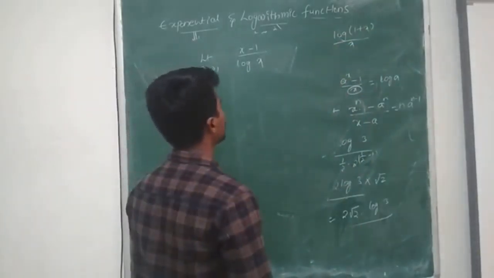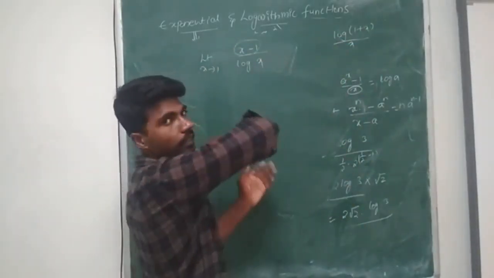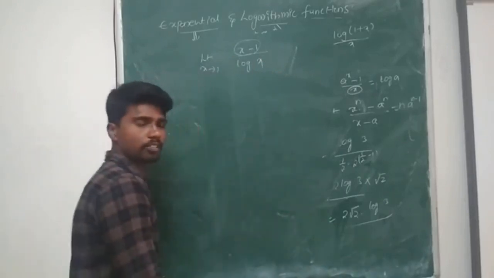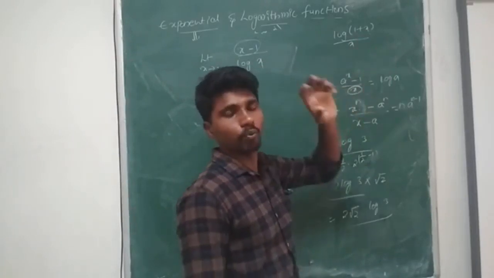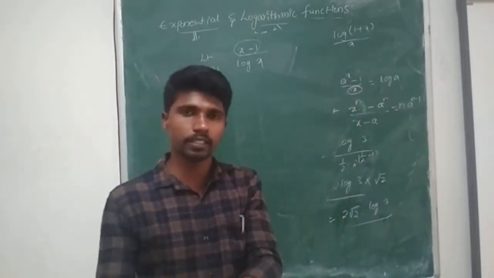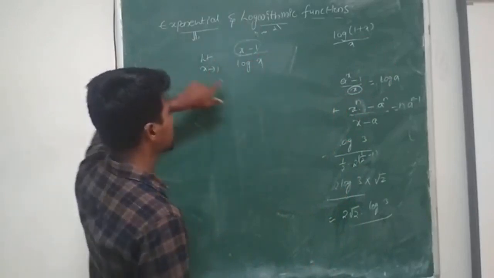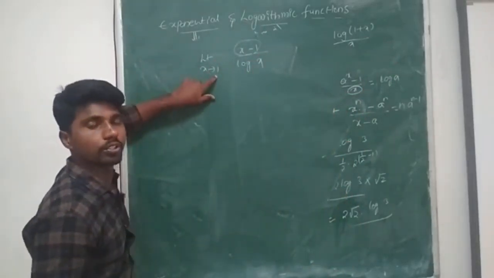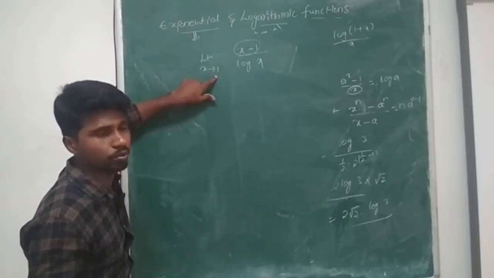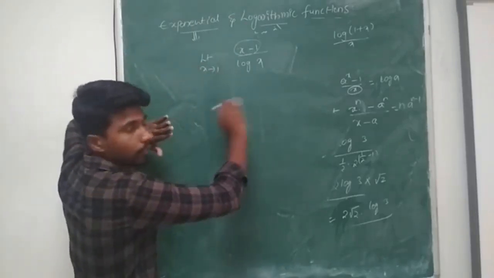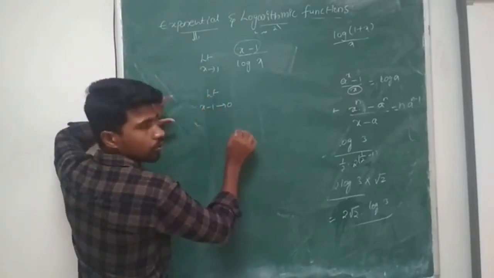Here I have x minus 1, so I want to convert this in terms of x minus 1. How can I convert? Plus 1, minus 1. Then I can make it 1 plus something, where the something is x minus 1 in place of x. With x tending to 1, we cannot apply the formula; we can apply it only if x tends to 0. So I subtract 1 from both sides. Then I get limit x minus 1 tending to 0.